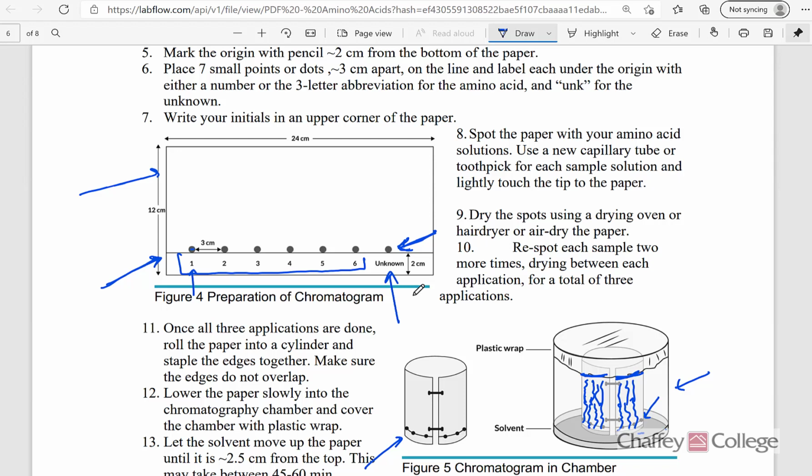So maybe number 1 will travel up here, maybe number 2 will here, 3 will here, 4 will here. So we will calculate the RF value, and we will calculate the RF value of unknown also. The RF value of unknown will match with the RF value of one of these 6 samples, and whichever RF value it matches up with, that is the identity of that unknown sample. So that's the entire experiment, and that's how we figure out the identity of unknown amino acid.